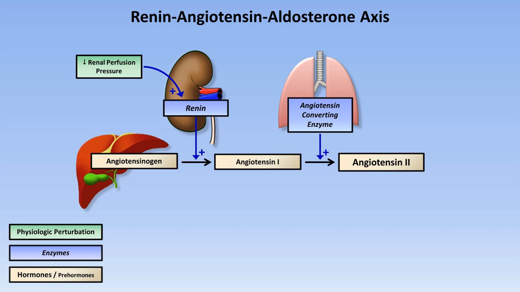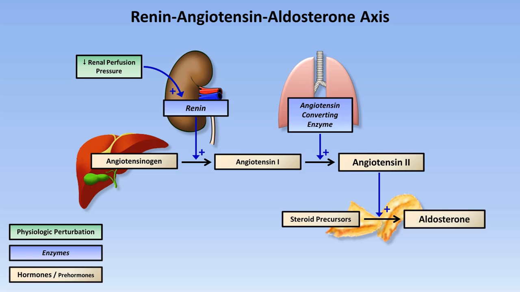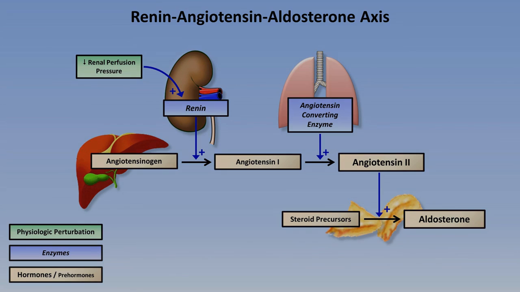Angiotensin 2 has many of its own actions, but one of them is in the adrenal glands, where it stimulates conversion of steroid precursors into another important hormone called aldosterone. So in summary, low blood pressure in the kidney results in secretion of renin, the ultimate result of which is increased levels of circulating angiotensin 2 and aldosterone. So what are the specific actions of these hormones in the kidney where their direct effect on electrolyte balance occurs?